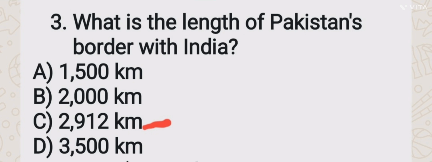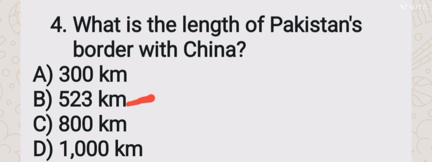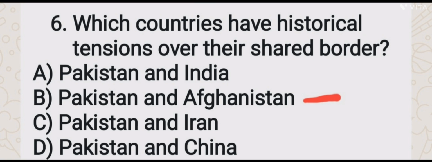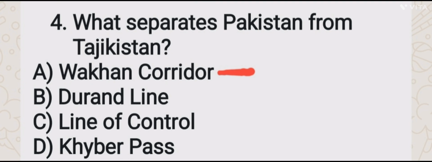What is the length of Pakistan border with India? Option C, 2912 kilometer. What is the length of Pakistan border with Iran? Option B, 909 kilometer. What is the length of Pakistan border with China? Option B, 530 kilometer. Which countries have historical tension over their shared border? Option B, Pakistan and Afghanistan. Which region is a point of dispute between Pakistan and India? Option A, Kashmir. What separates Pakistan from Tajikistan? Option A, Wakhan Corridor.